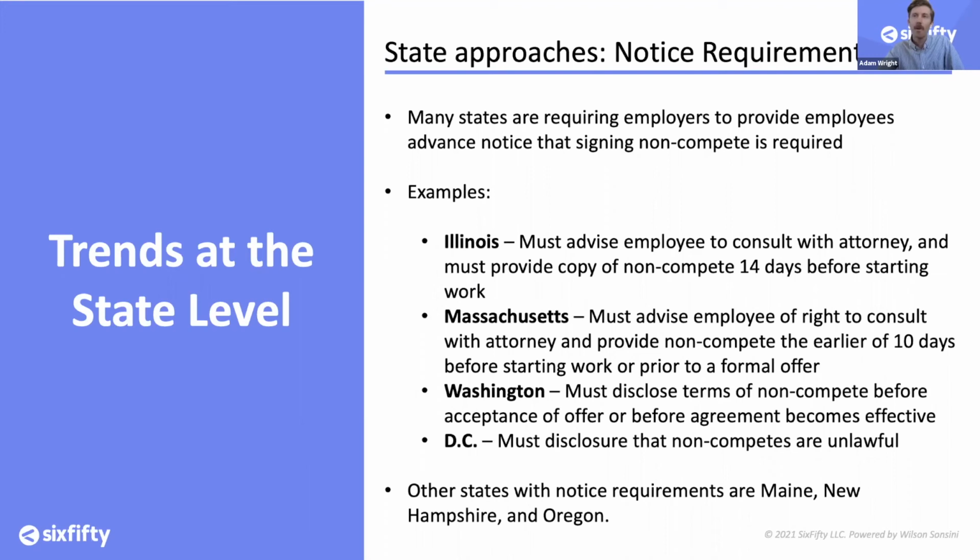We talked briefly about Washington, D.C.'s law. One interesting aspect of that law is that not only does it ban non-competes, at least in the current form of how the law is written, but employers must affirmatively disclose in writing to all their employees that non-competes are unlawful in DC. And if you fail to do that, you can be subject to a fine. So other states with notice requirements are Maine, New Hampshire, and Oregon. So if you're in any of these states, you need to be acutely aware of the notice requirements. Let's go to the next slide.